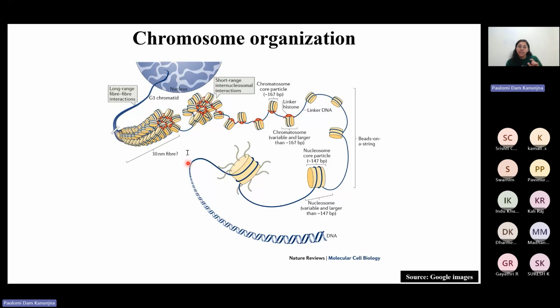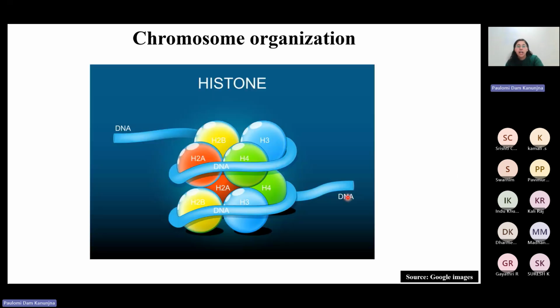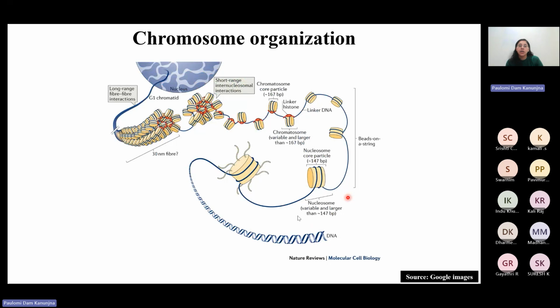And then what is that remaining linker DNA? This one basically takes in around 20 to 80 base pairs. So around 220 or 200 base pairs we are talking about for one coiling of DNA, right? So that's very important.